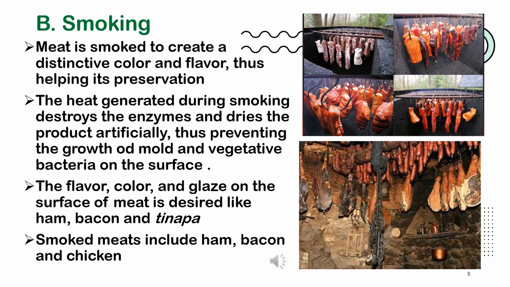B. Smoking. Meat is smoked to create a distinctive color and flavor, thus helping its preservation. The heat generated during smoking destroys the enzymes and dries the product artificially, thus preventing the growth of mold and vegetative bacteria on the surface. The flavor, color, and glaze on the surface of meat is desired, like ham, bacon and tinapa. Smoked meats include ham, bacon and chicken.